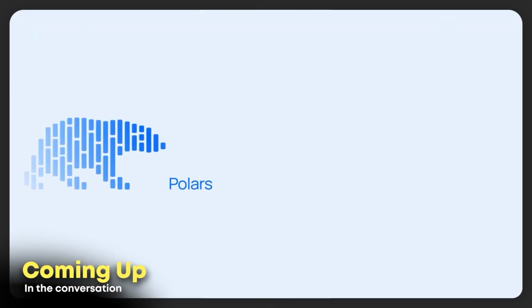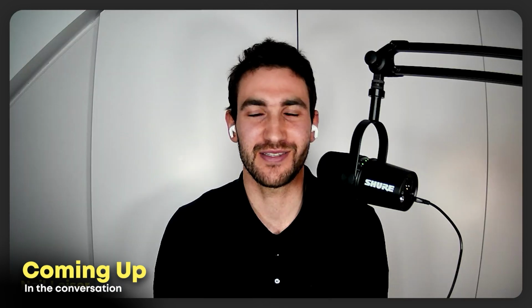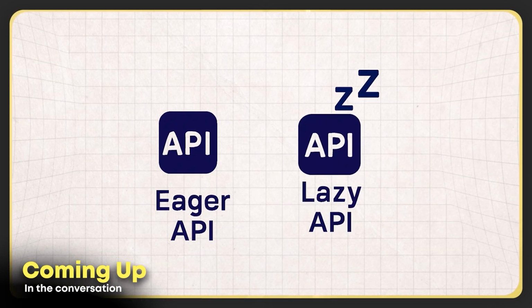Polars is better suited for data scientists than Pandas. Why do you think that Pandas is still the default for many data scientists? So in Polars, we have two APIs, the eager and the lazy API. A lazy frame, you can think of it like a data frame, but it isn't, but it looks like a data frame.